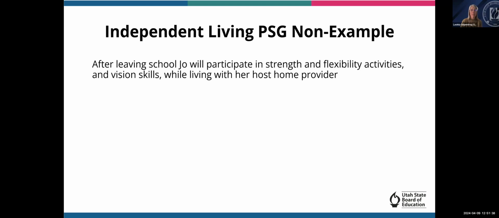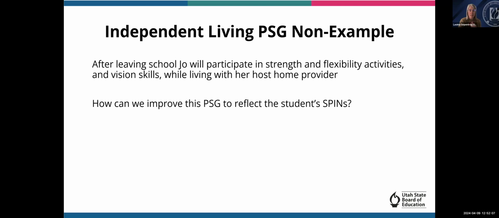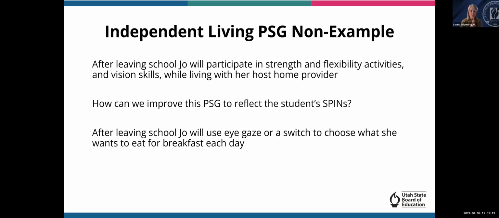So here's the independent living goal for Joe as written on her transition plan. After leaving school, Joe will participate in strength and flexibility activities and vision skills while living with her home host provider. Okay, it's got when it's going to occur, it's got active language, but still, if I were to pick this up, I don't know what was really expected of her. So how can we improve that to really reflect the student's needs? How about this? After leaving school, Joe will use eye gaze or a switch to choose what she wants to eat for breakfast each day.